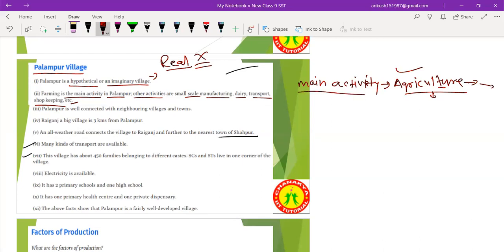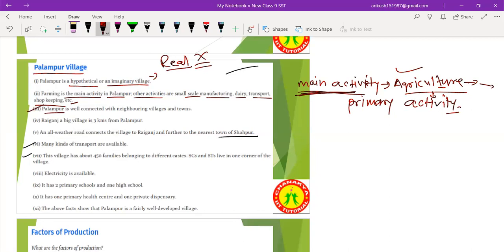So in any village, agricultural activity is the main activity. It is also called the primary activity. Why is it called the primary activity? Because all the raw material we get is from agricultural products.